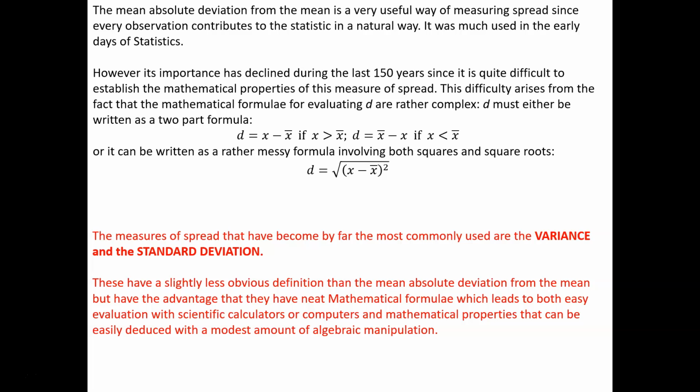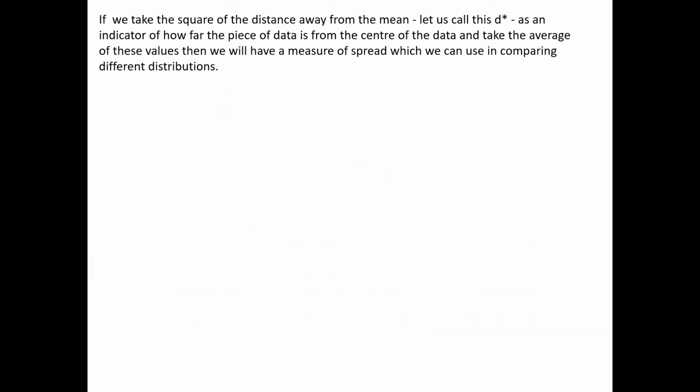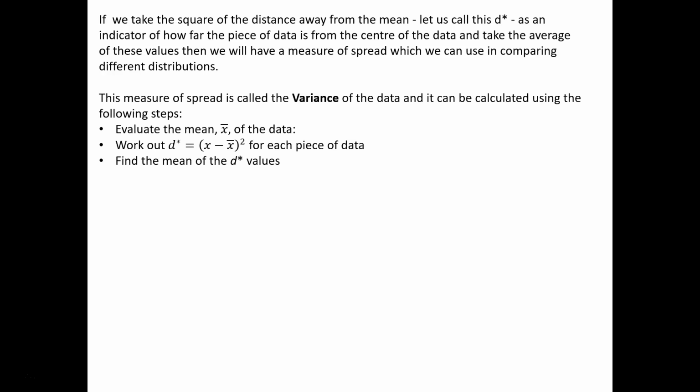So, if we take the square of the distance away from the mean, and let's call this d star, as an indicator of how far the piece of data is away from the centre of the data, and take the average of these values, then we will have a measure of spread which we can use in comparing different distributions. So let's have a look at calculating this.